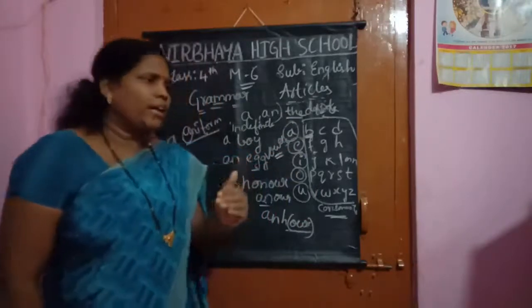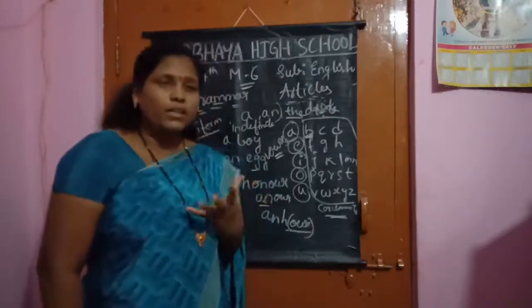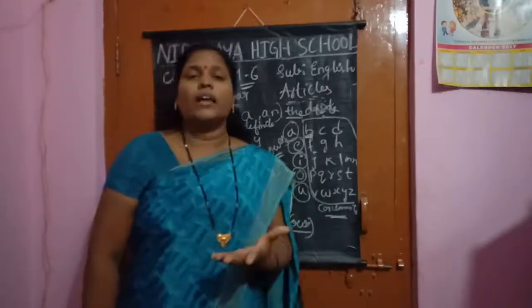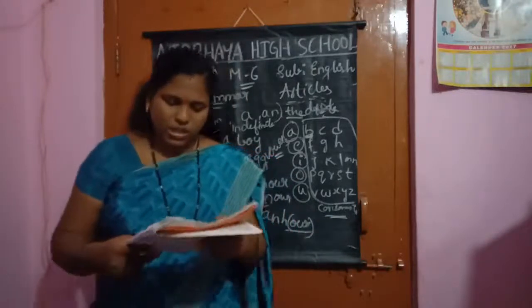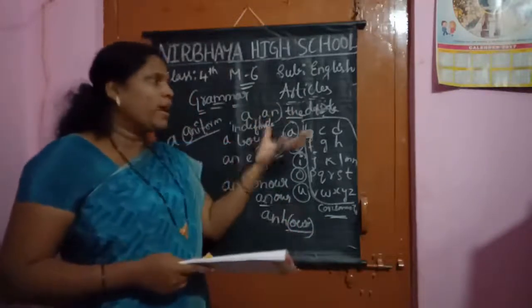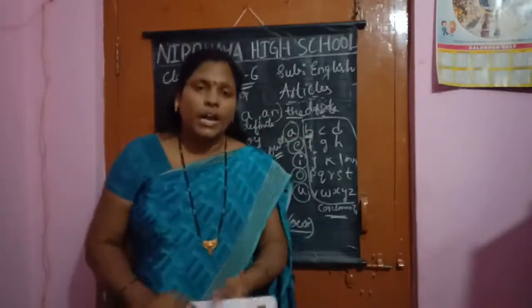Understood, children? Coming to the next point, unique things: the moon, the earth, the sun. These are unique, no? And for the names of mountains and rivers, we'll use "the". For a specific or particular noun, we'll use "the". "The" is a definite article.